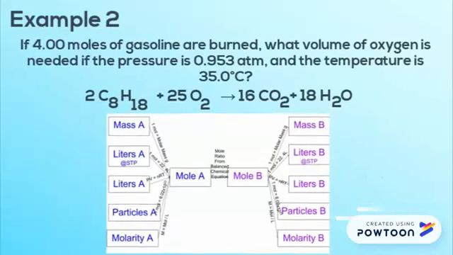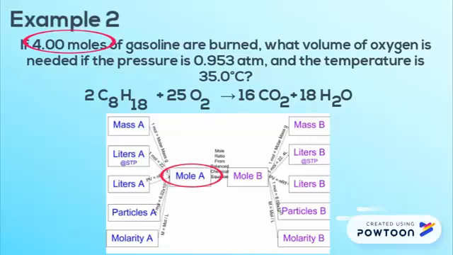Let's try example 2. First, make sure you have a balanced chemical equation. Then let's figure out where we're starting. We have 4 moles of gasoline. We're starting at moles of A. Then we want to use our mole ratio to get to moles of B, and then finally get to liters of oxygen. We'll have to use the ideal gas law because we're not at standard temperature and pressure.